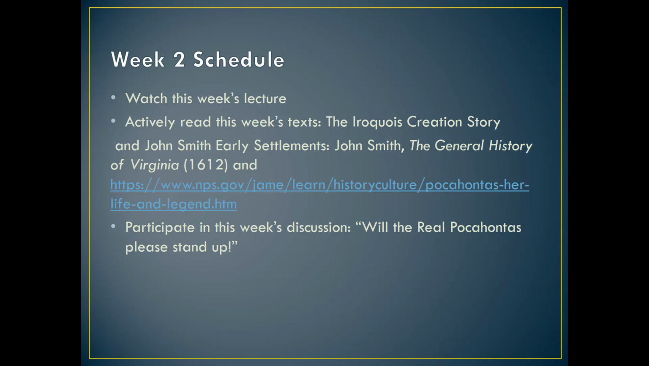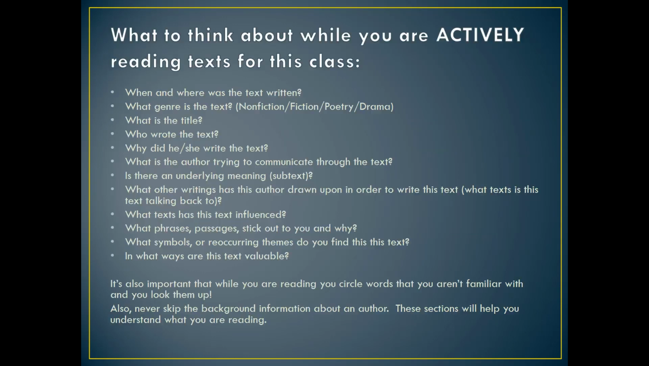Next, I'd like you to read John Smith's account of the General History of Virginia, which was published in 1612, but accounts earlier dates in the 1600s. And then I'd like you to read this website, which is part of the Jamestown National Park. Then, after that, I'd like you to participate in this week's discussion. Will the real Pocahontas please stand up? Also not listed here is a resource I'll be posting. It's a virtual tour of the history of Jamestown, which was one of the first settlements.